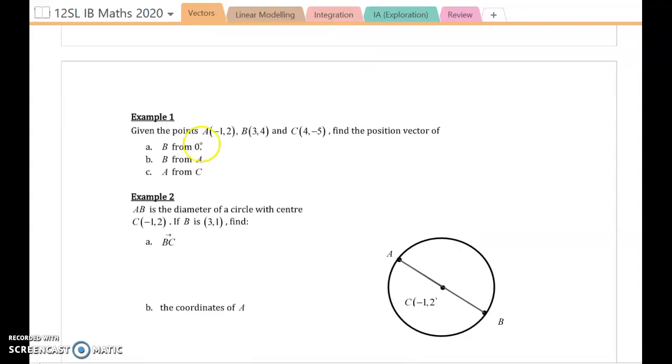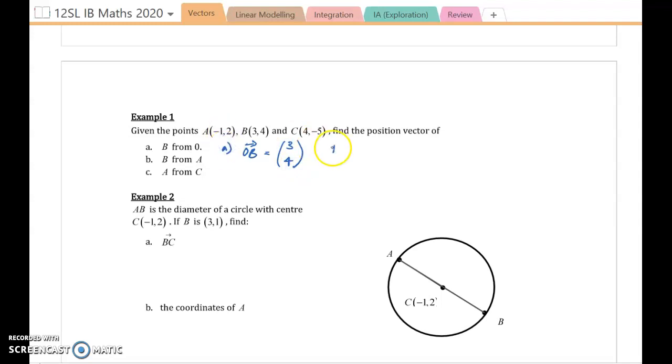For these ones, B from O, as in find the position vector of B from O. So B from O is vector OB. It's saying O comes first and then B. And that would be 3 minus 0, 3, and then 4 minus 0.